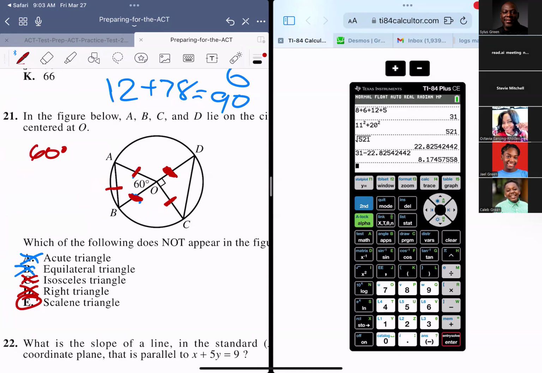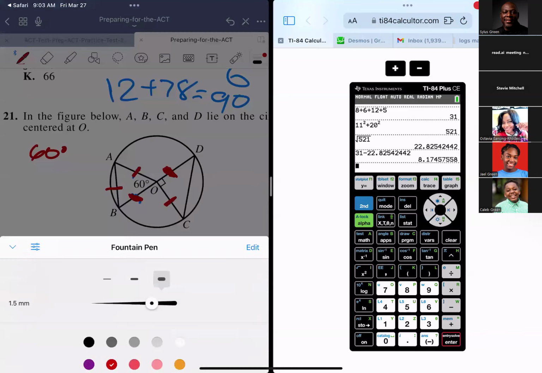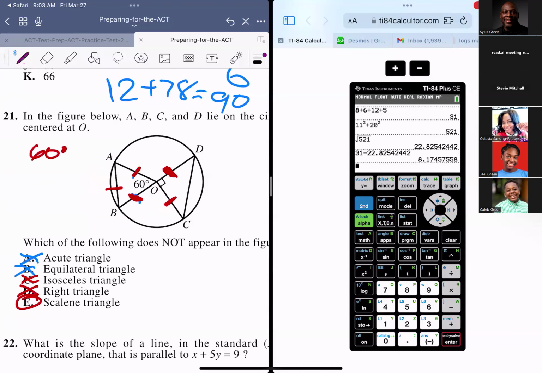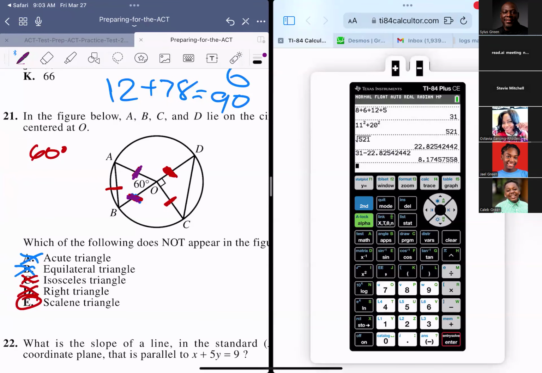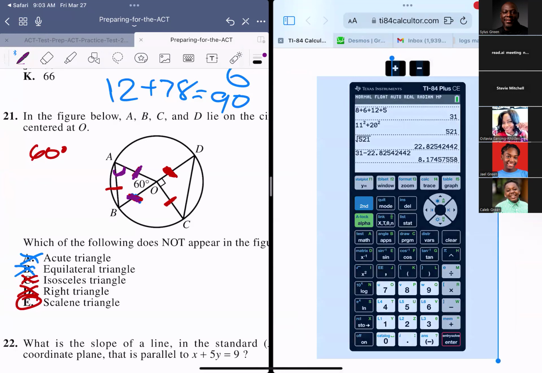Do it in a different color. These two sides are the same because you know that this is the radius of the circle. So this is just a rule in geometry: when the sides are the same, like corresponding sides, the angles are the same. So this is equal to this. So if these two angles are the same, then this is 60 degrees.